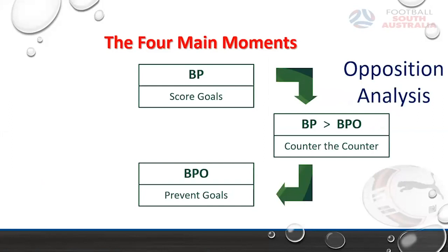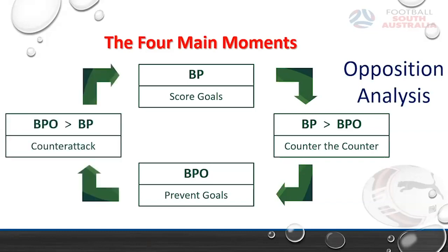You look at how they're set up out of possession. So how do they prevent goals? How can you exploit that? Then lastly you'll be looking at how they transition when they've won the ball back into BP and how they're going to counter-attack you. And can you find ways to exploit them, or can you find ways for them to stop hurting you?